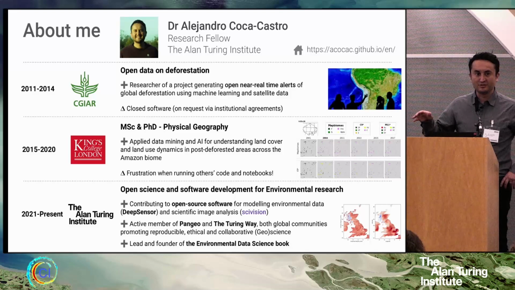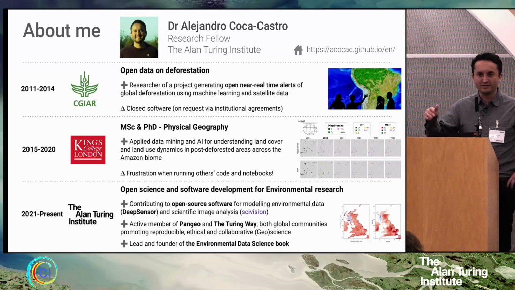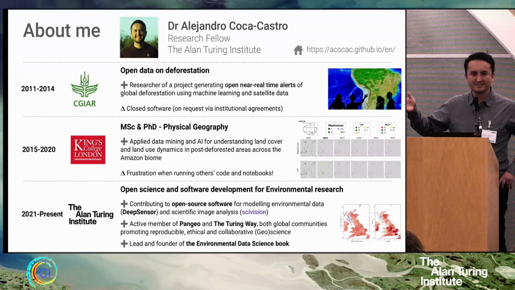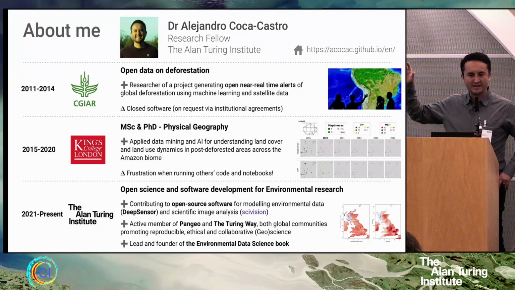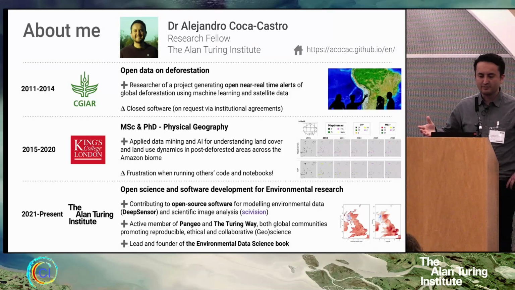But because these topics were emerging, deep learning for environmental science, I found a lot of frustration when I was trying to run what someone had created, this nice algorithm for, I don't know, a specific computer science application, on my domain. That was a kind of frustration, and also trying to run notebooks and follow what they were doing.